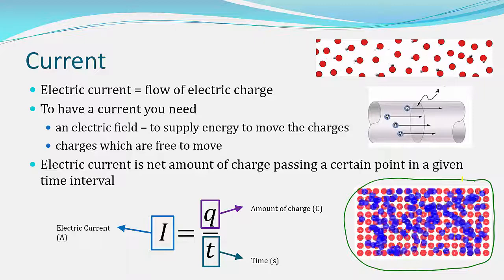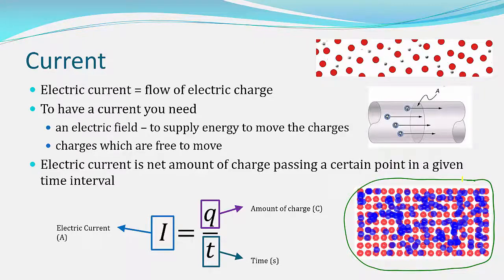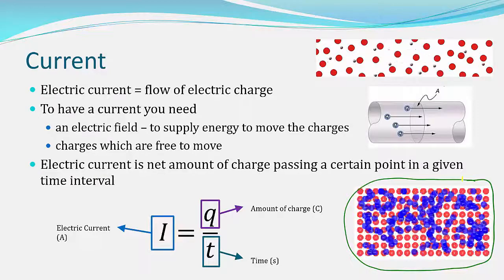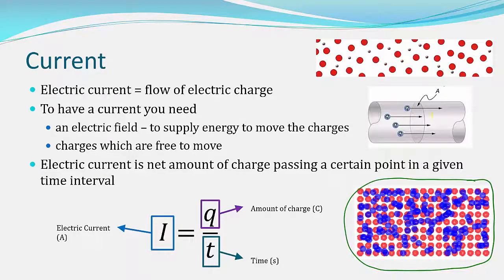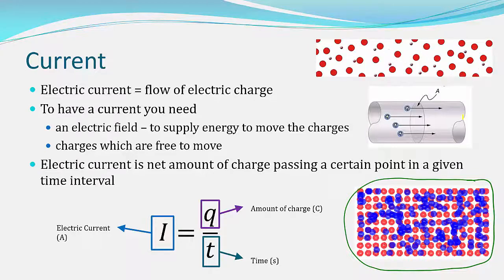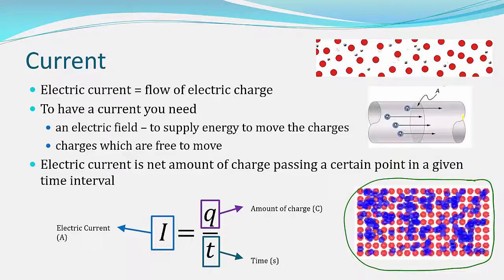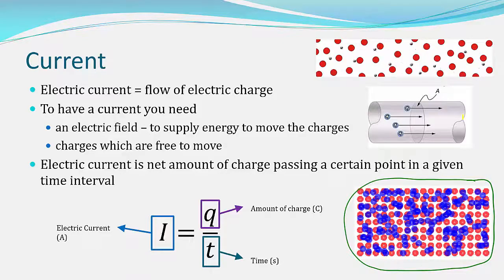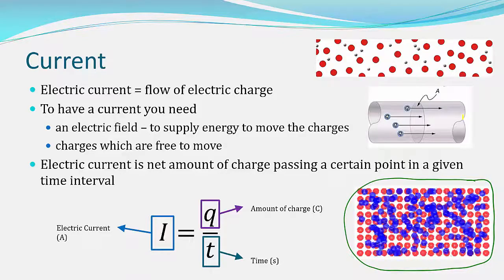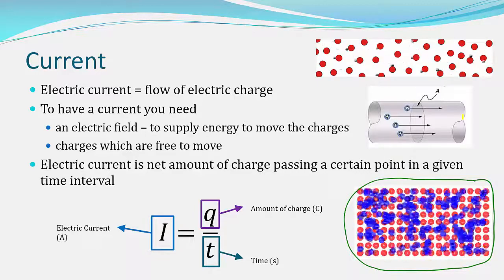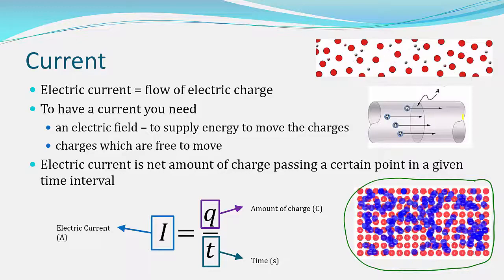But to have this current flow, you need to have an electric field, so you need to have a reason for them to move, so a force, for example, that's going to make these charges want to move in this direction, or basically a force that attracts those electrons from one side to the other. And you're also going to need some charges which can move freely. And when you have the charges that can move freely and you have a field that they can move through, then what you'll have is charges moving, which creates a current.